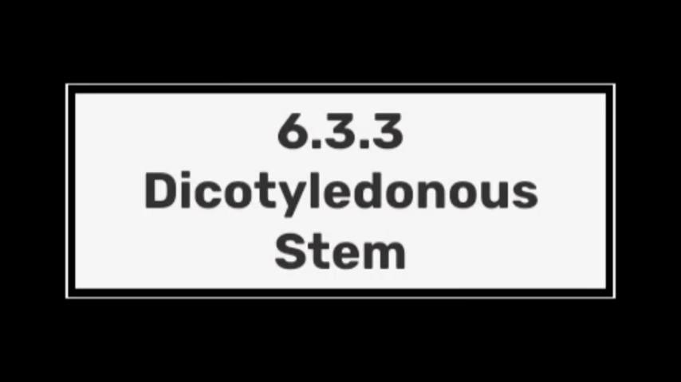Dicotyledonous stem. The transverse section of a typical young dicotyledonous stem shows that the epidermis is the outermost protective layer of the stem, covered with a thin layer of cuticle. It may bear trichomes and a few stomata. The cells arranged in multiple layers between epidermis and pericycle constitute the cortex. It consists of 3 subzones.